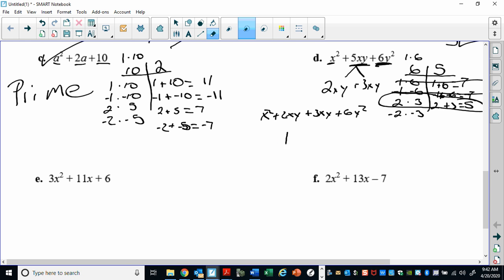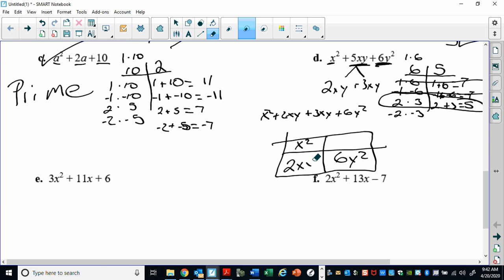Remember, we're going to create our box now. When you create your box, the first term goes into the first box, x squared. The last term goes into the last box. And then these two, it doesn't matter. So now left to right. What is in this term and in that term? x. So we just take out the x. All right, here, what's in this term and in that term? So we see that 2 and 6 are both even.